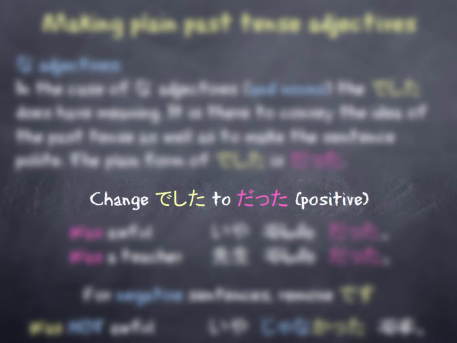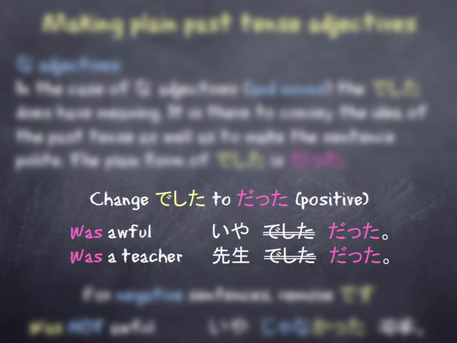So what we need to do is change deshita to datta if we wish to express something in a positive state. So for example, something was awful. Iya datta. So we change deshita to datta here. Or someone was a teacher. So we're using a noun in this case. Teacher is a noun. Sensei datta, was a teacher.